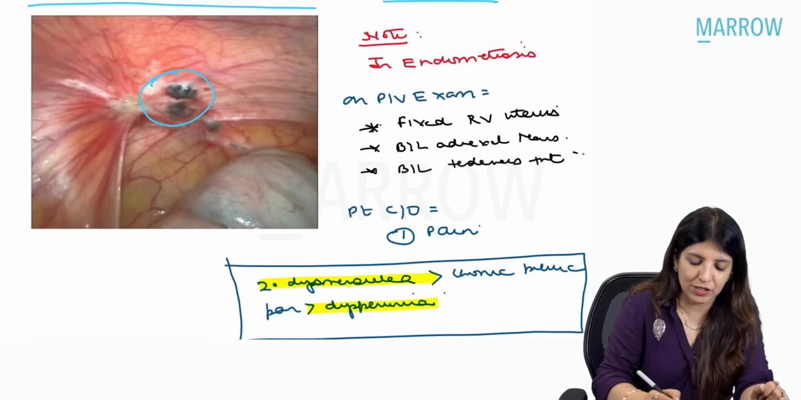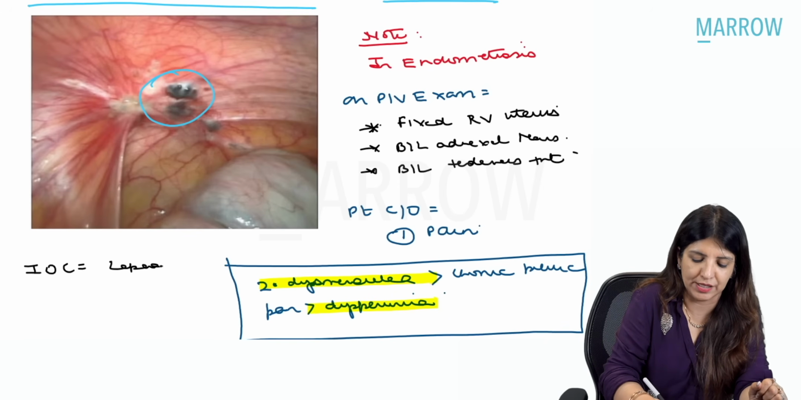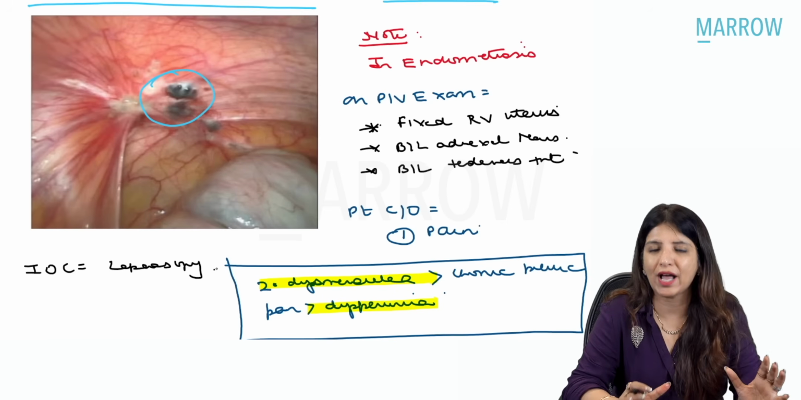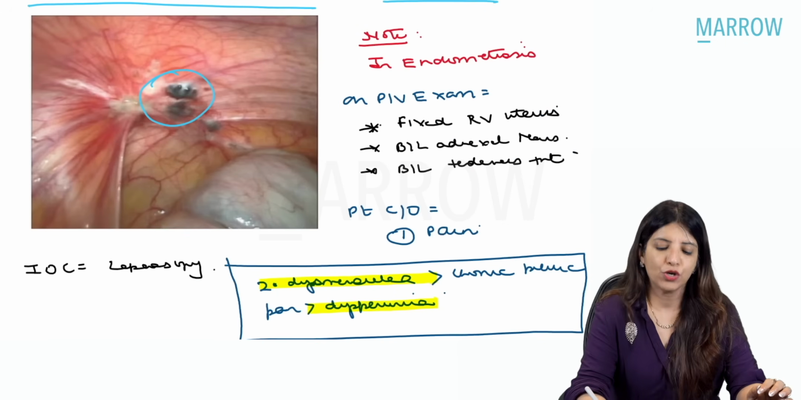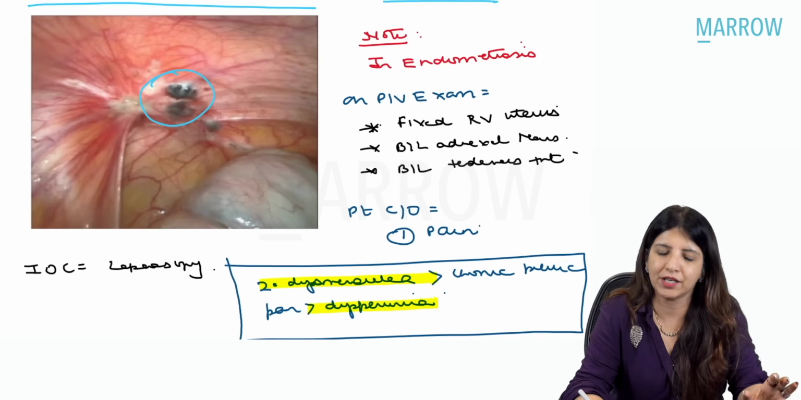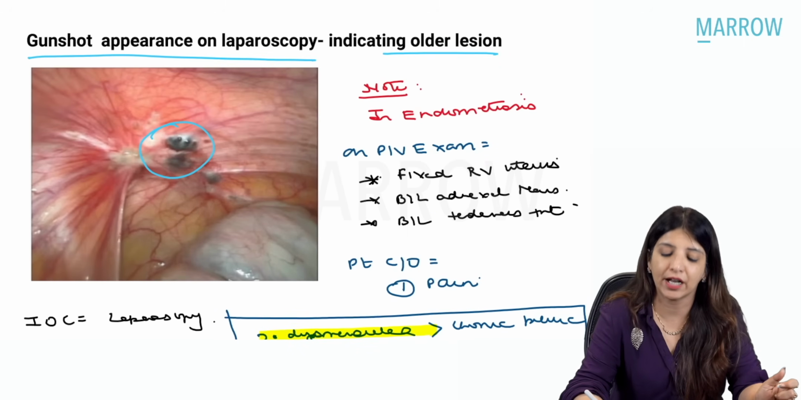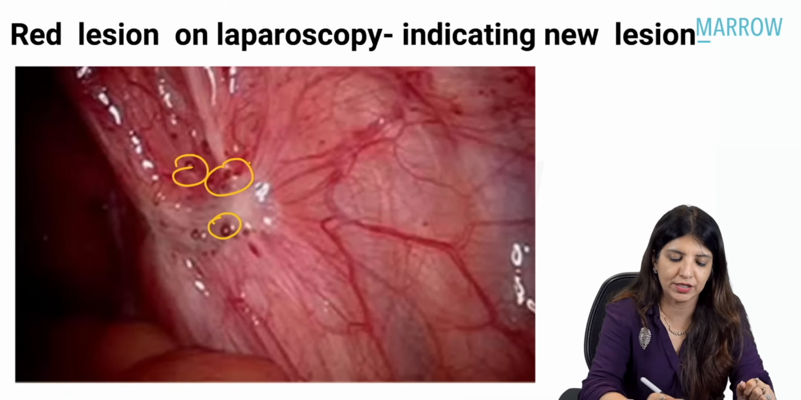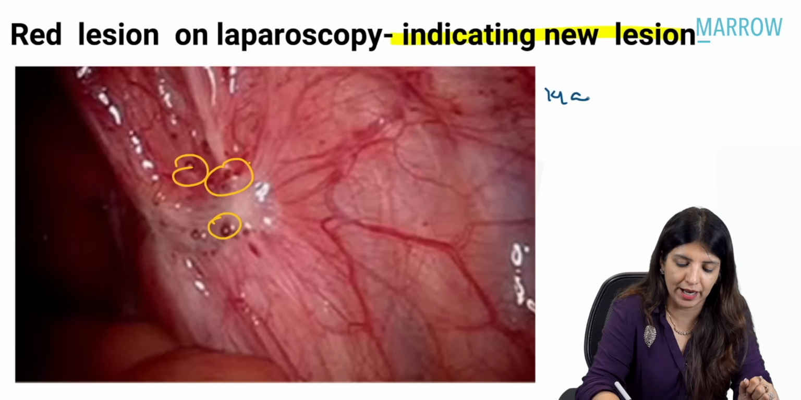On laparoscopy, please remember the investigation of choice for endometriosis is laparoscopy. And this is what you get on laparoscopy when you look at endometriosis. You can get a chocolate cyst. You can get bluish black colored cystic areas present on the peritoneum which represent old lesions, and they are called gunshot appearance. Then you can get red colored spots, red colored lesions like this, which indicate new lesions, right? So these are called red flame lesions.